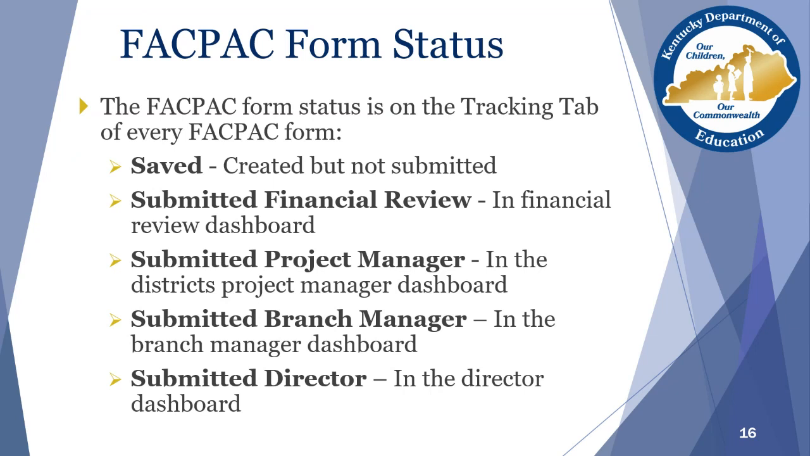Okay, FACPAC form statuses. Now these are on your tracking tab on every FACPAC form. These are examples of form statuses for a BG1. They're saved, submitted for financial review to your project manager, then the branch manager, and then the director. There's also a status of approved, and there's incomplete. If it's incomplete status, it means we've had to send it back to you because we need more information.